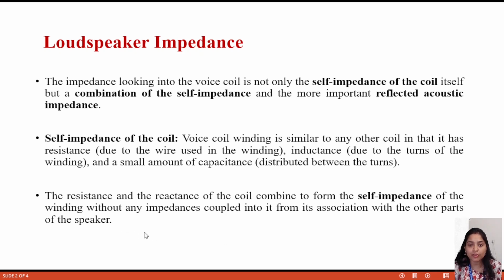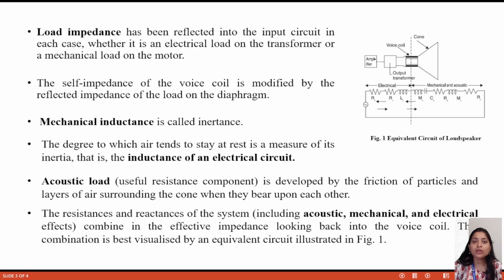That means when I am talking about only the voice coil self impedance, there is only the voice coil resistance and its reactance. Reactance means its own inductance and also the capacitance. Inductance is generated due to the turns of the winding, and between the turns a capacitance exists. All this resistance, inductance and capacitance together produce the self impedance of the coil.